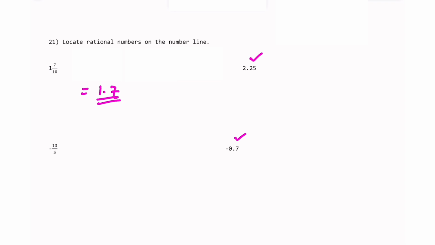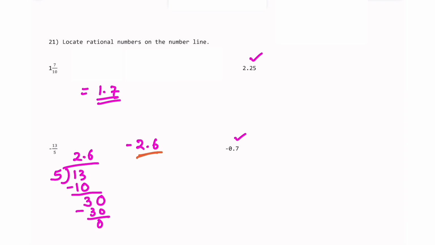So let's convert this. So here we will do 13 divided by 5, right? So 2 times 5 is 10, which gives the remainder of 3. We are going to put 0 here. So we'll put a decimal. 5 times 6 gives us 30, right? So the answer is minus 2.6, right? Because it's a negative number. So we have two negative numbers, right? Which are this, this is negative and this is negative. And the other two are positive. That's a positive one and that's a positive one too.